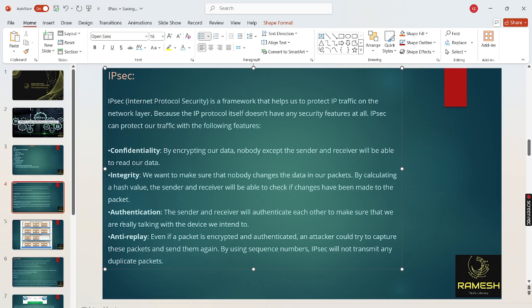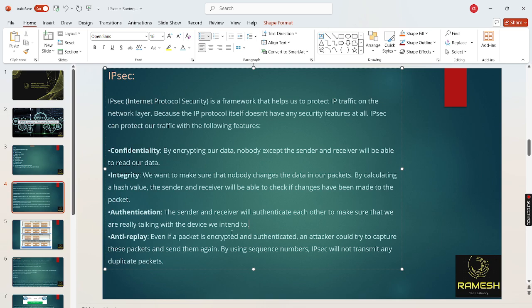Anti-replay means that even if the packet is encrypted and authenticated, whenever the attacker grabs the packet and makes some changes, the attacker may change the values and send it again. So by using anti-replay, they use sequence numbers. Once the sequence number changes, IPsec will not transmit such packets.